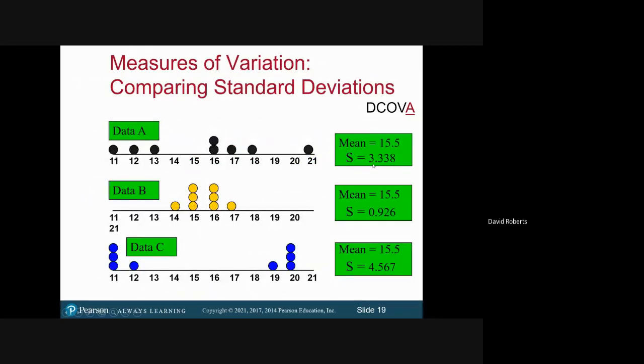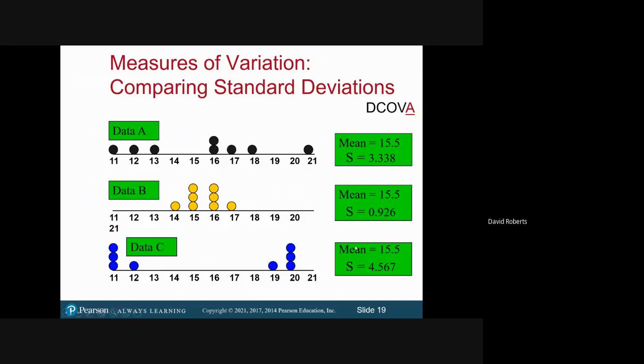So you've got the mean and the standard deviation. You can see the mean is the same in all of them, but the standard deviation for data set C is the largest. Even just looking at the distribution, you can see that data set B is tightly clustered together. For data set C, it's very wide, as is data set A, but C has the most variation. There are fewer points close to the middle.